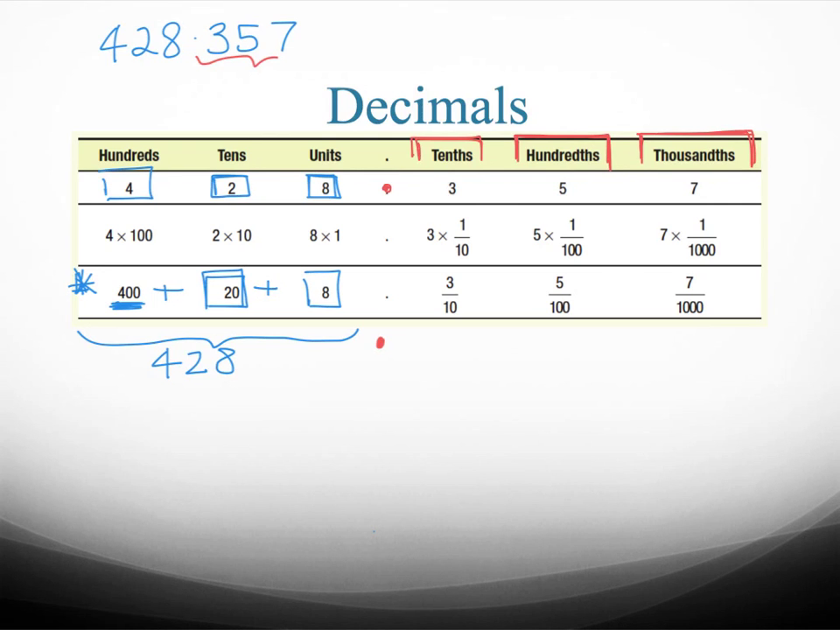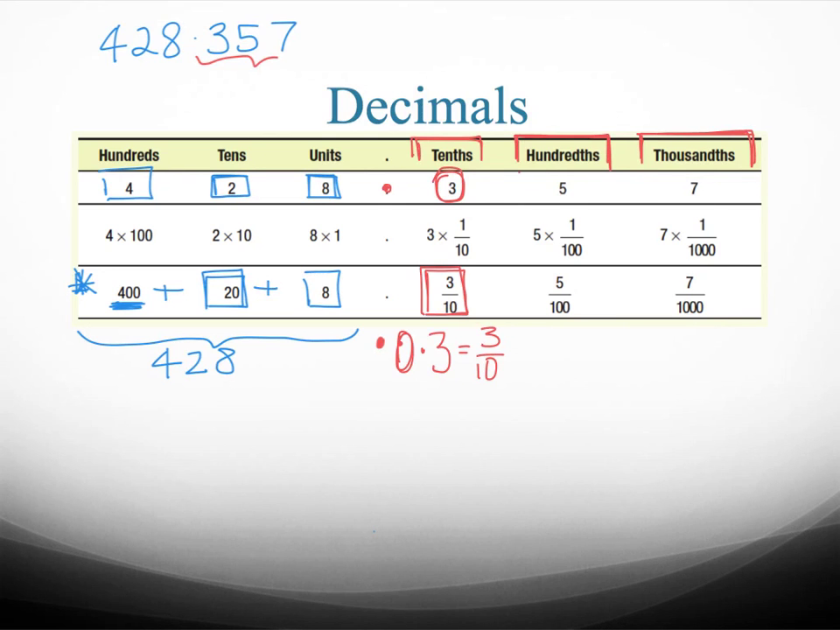So we have in our column here 3 tenths. 3 tenths is represented by the fraction 3 over 10 and is demonstrated by the decimal 0.3 equals 3 over 10.